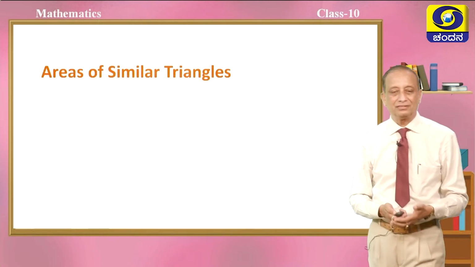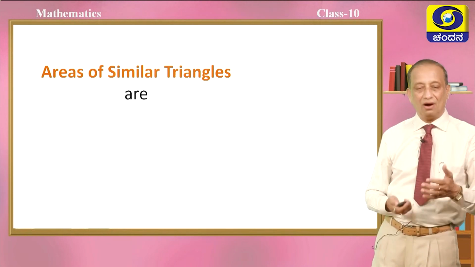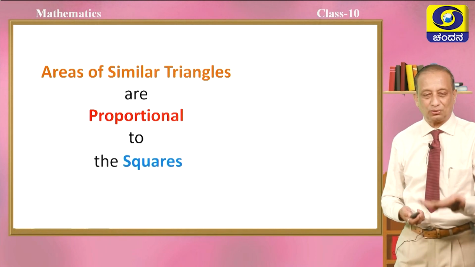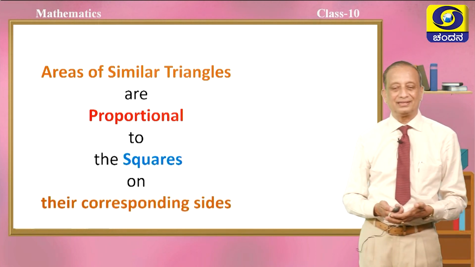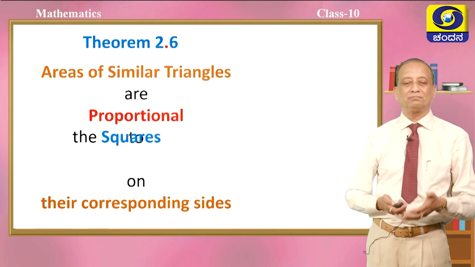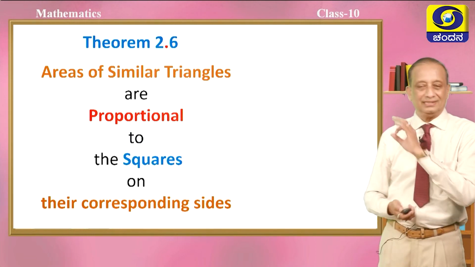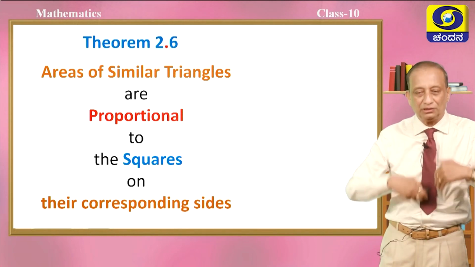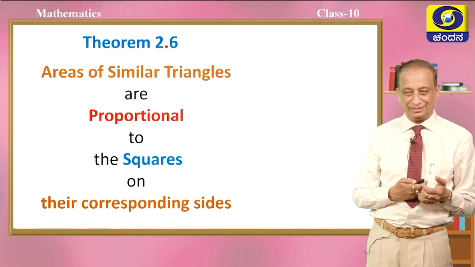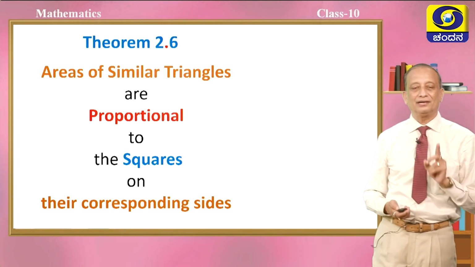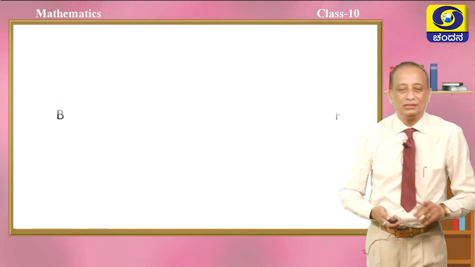So, areas of similar triangles, okay, are proportional to what? To squares on their corresponding sides. Okay. So, squares on their corresponding sides is important. It is not just proportional to the corresponding sides, it is proportional to squares on their corresponding sides. This is what you must understand. So, this is according to our textbook theorem number 2.6.